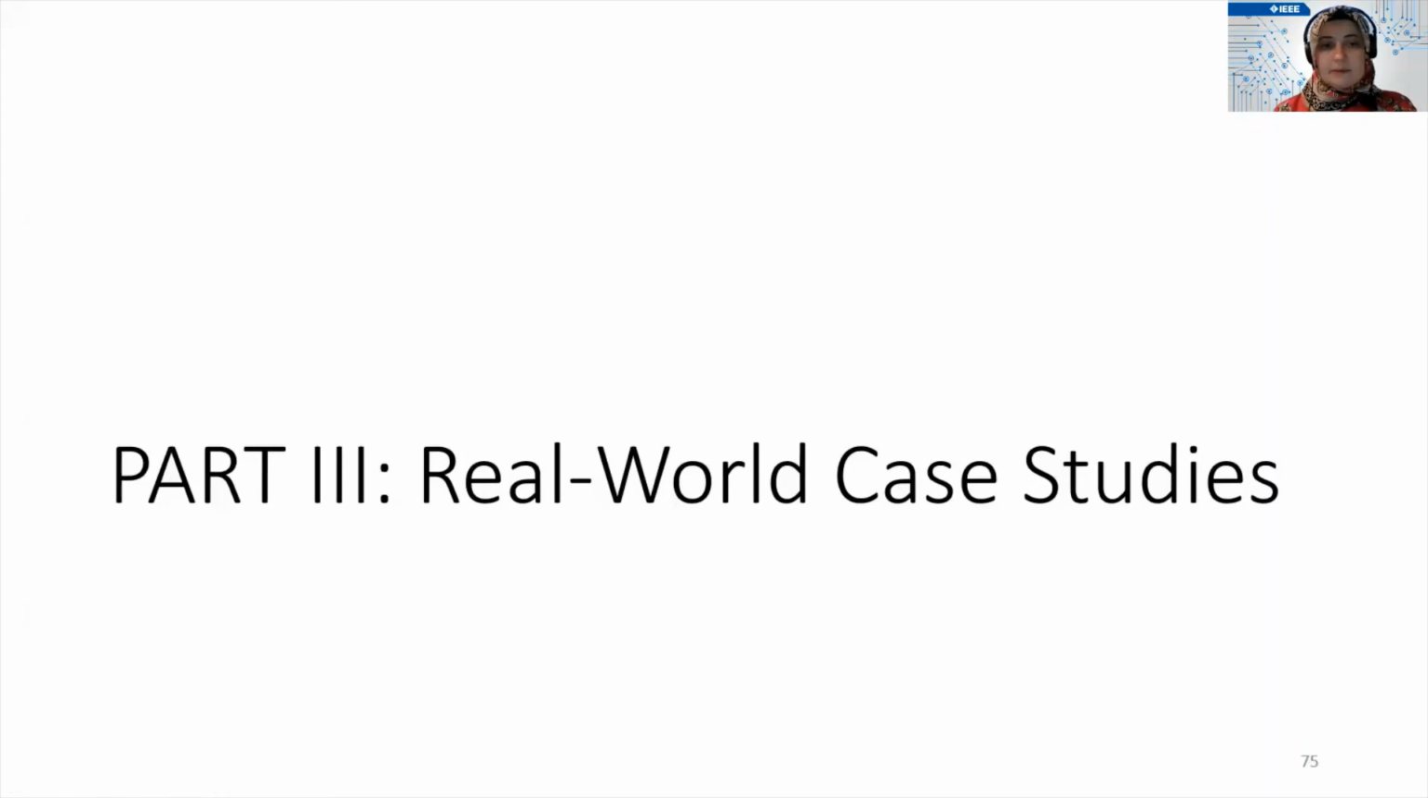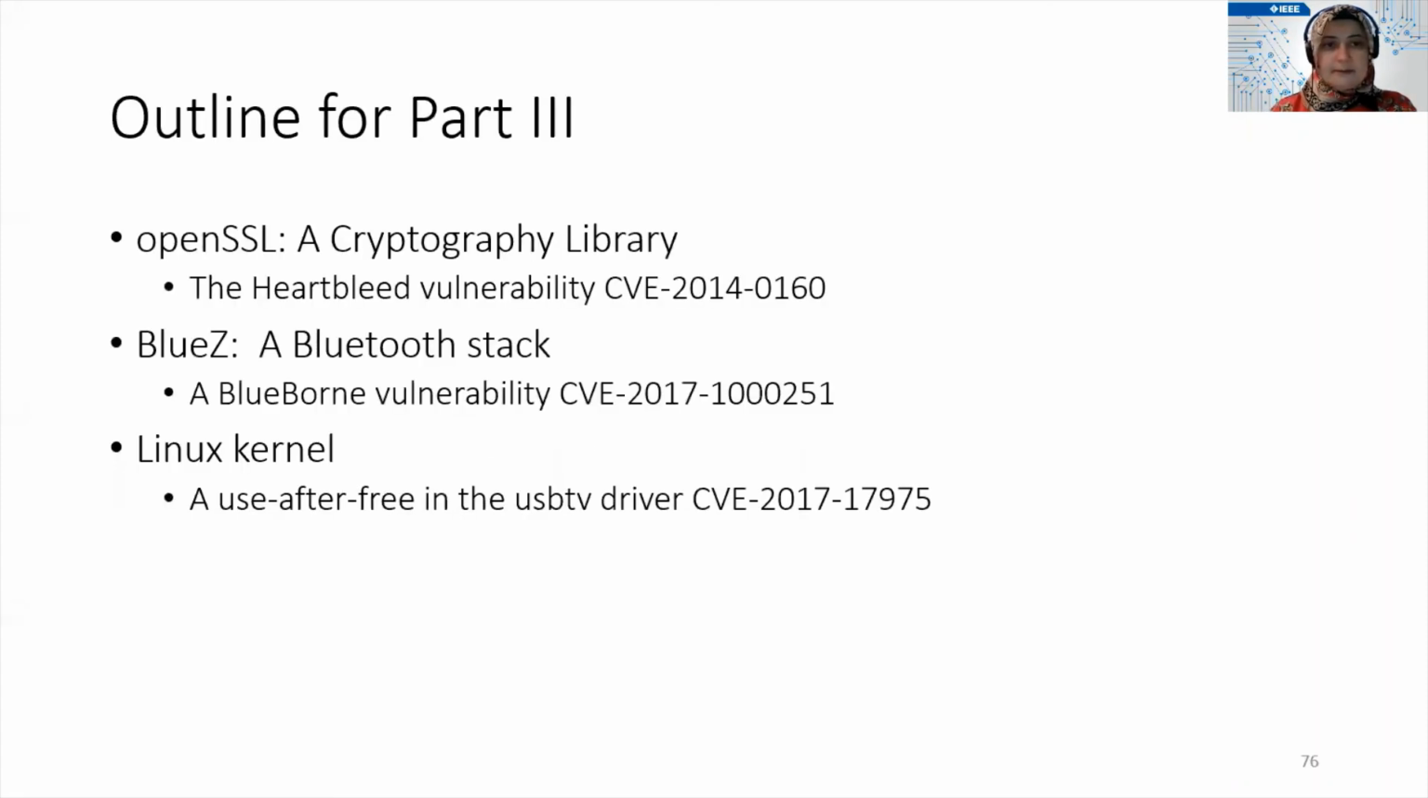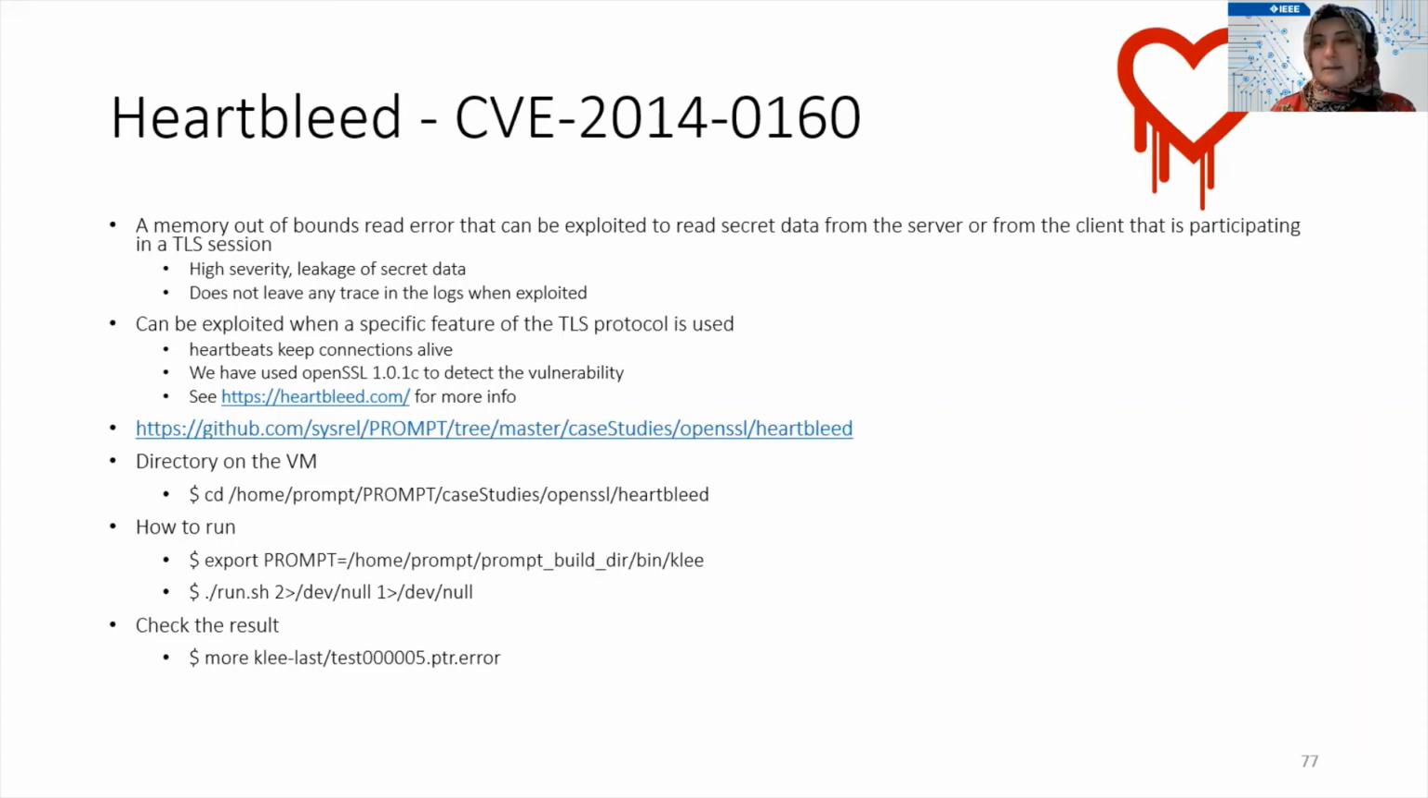In this part, we're going to talk about some real-world case studies. We have 3 memory vulnerabilities that we're going to introduce, and we were able to reproduce these with PROMPT. The first one is the Heartbleed vulnerability. That's a memory out-of-bounds read that, when exploited, can leak secret data such as private keys. And you can find all the related files under case studies, the OpenSSL Heartbleed directories.